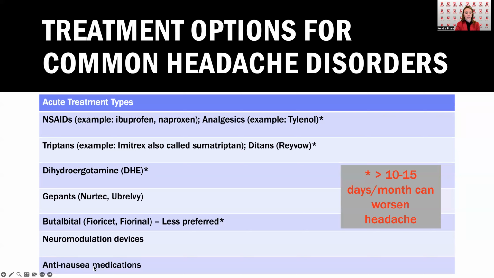And so that's in a nutshell how we approach headache treatment.